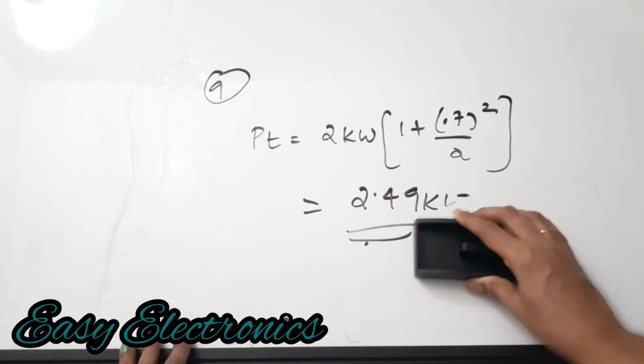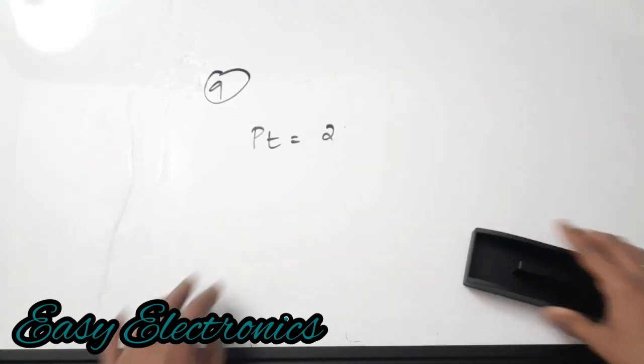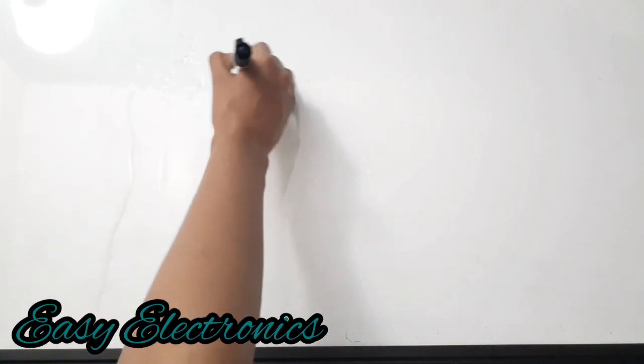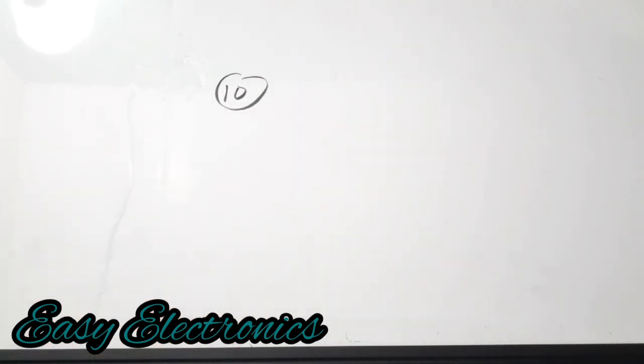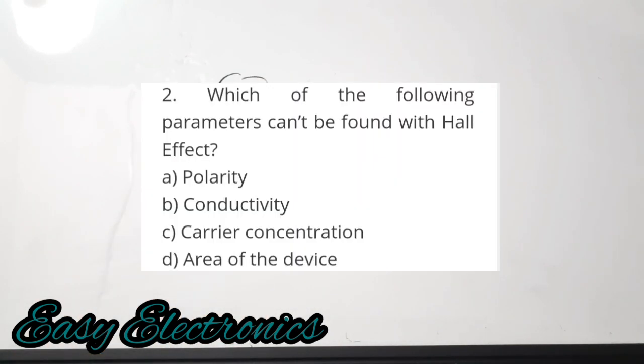The last question, which is question number 10. Which of the following parameters can't be found with Hall effect? A, Polarity, B, Conductivity, C, Carrier concentration, D, Area of the device.